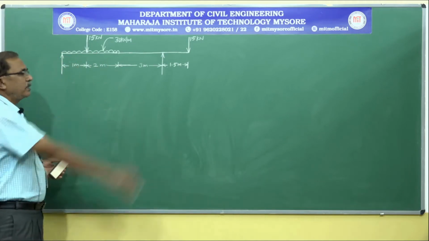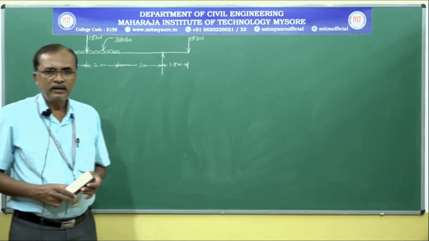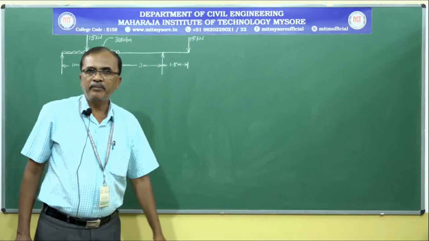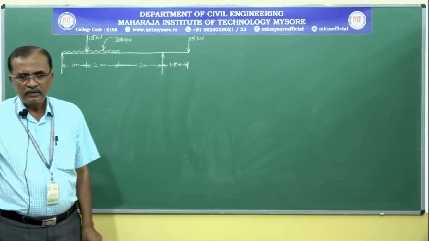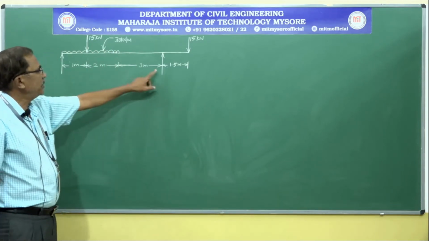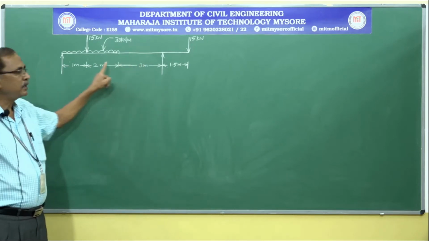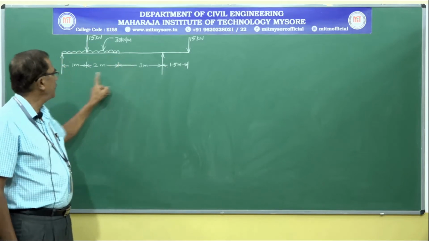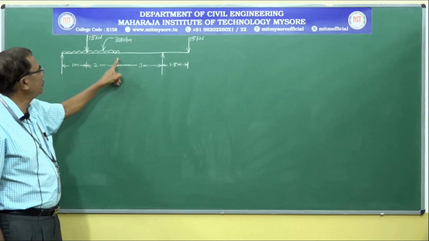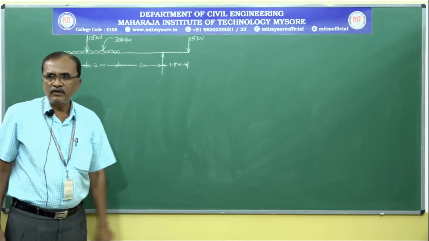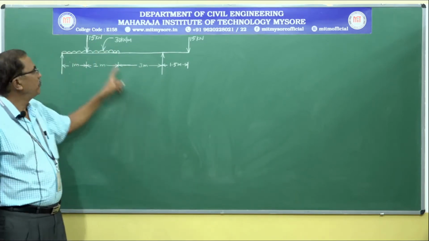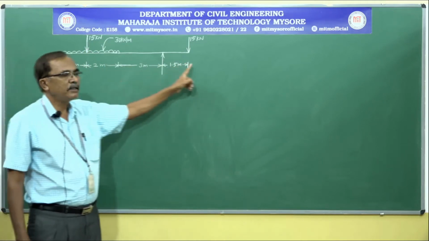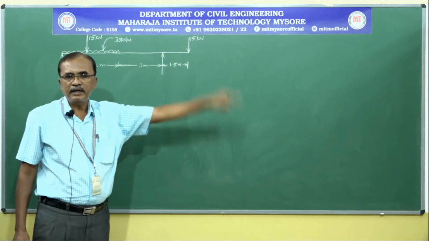So, after drawing the loading diagram, let us analyze the loading condition acting on the beam. Supports are simple here, and the loads are a uniformly distributed load acting over a length of 3 meter from the left support. The intensity of UDL is 30 kilonewton per meter. A point load of 15 kilonewton is acting at a distance of 1 meter, and another point load is acting on the extreme right hand side free end.